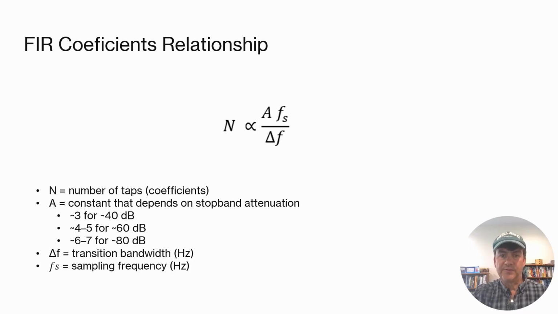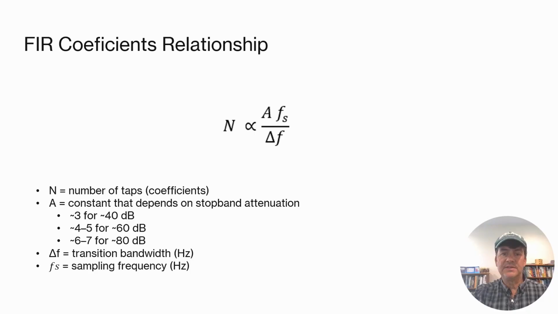Fs is the sampling frequency and delta F is the transition bandwidth, the range of frequencies over which the filter rolls off from the passband to stopband. As you can see, the number of coefficients is proportional to the sampling frequency and inversely proportional to the transition bandwidth. From the previous slide, we set the transition bandwidth to 20 kHz and the sampling frequency to 400 kHz.